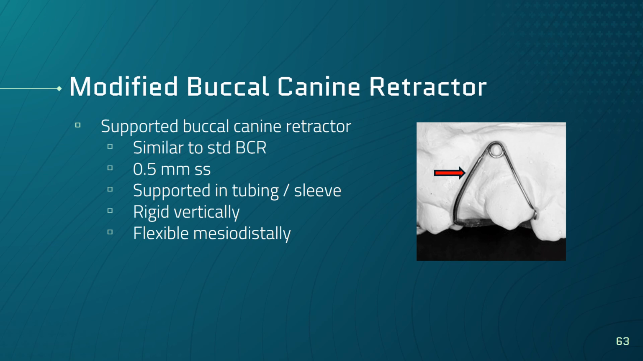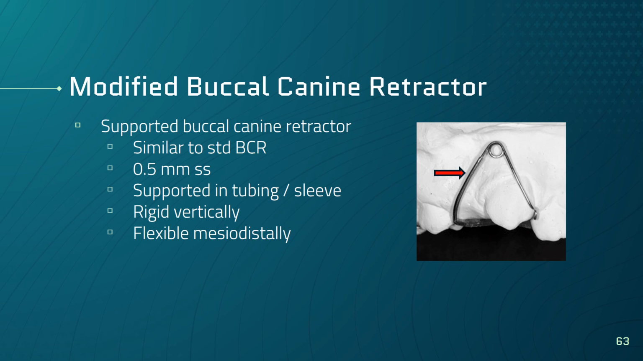What is a modified buccal canine retractor? There are two modifications. One is the supported buccal canine retractor. It's called supported because it is similar to a standard buccal canine retractor, but it's made from only 0.5 millimeter stainless steel wire, which makes the spring very flexible. Therefore, the posterior part of the spring should be supported in a tubing or sleeve.